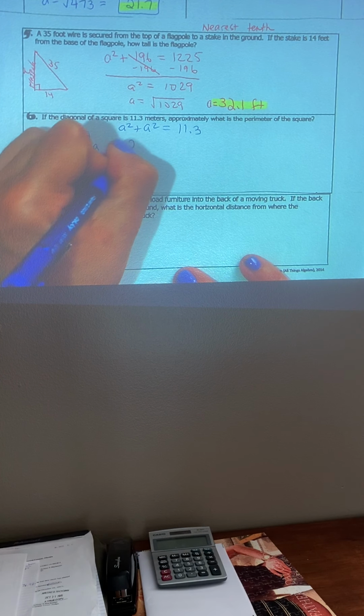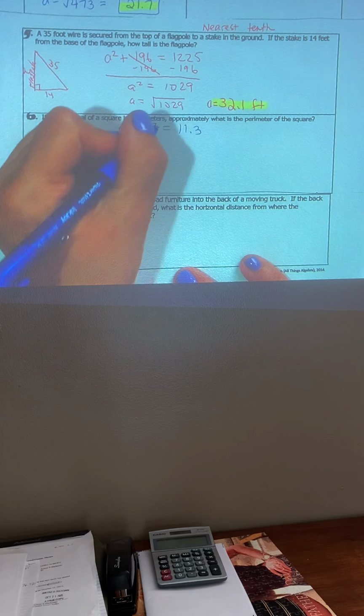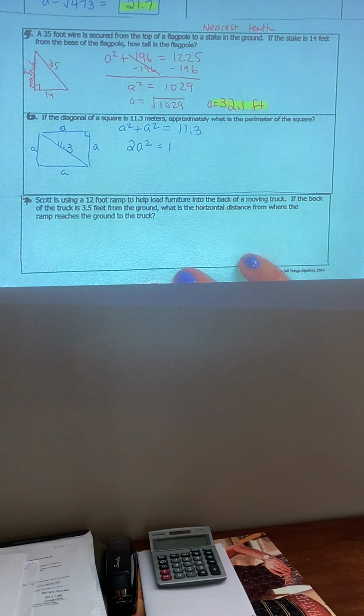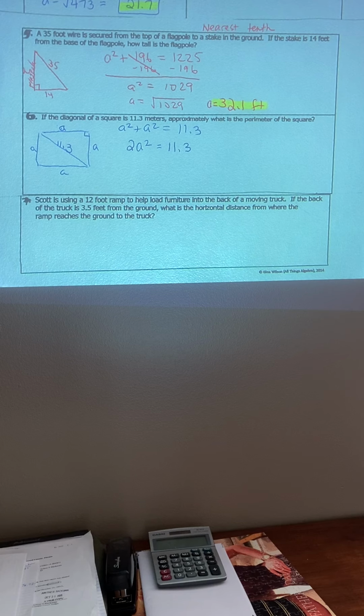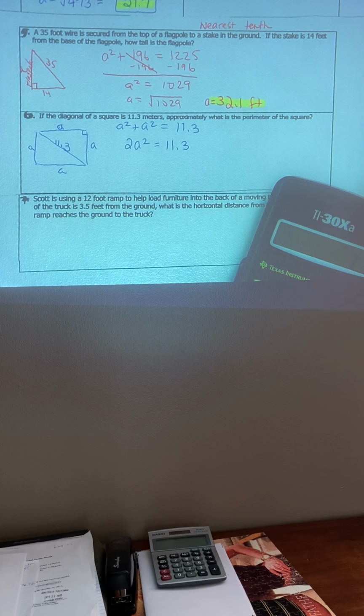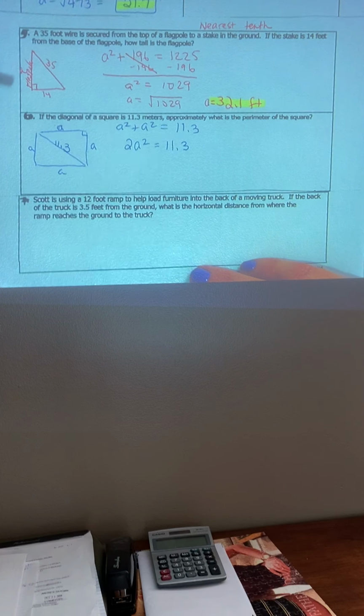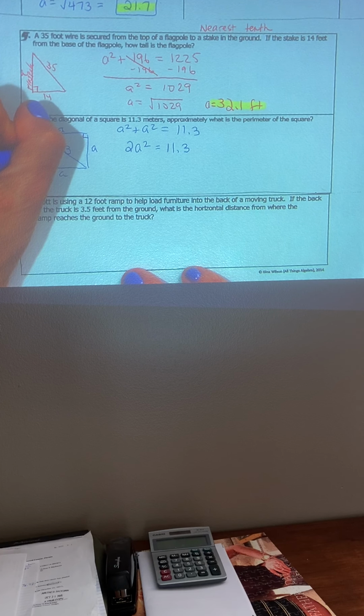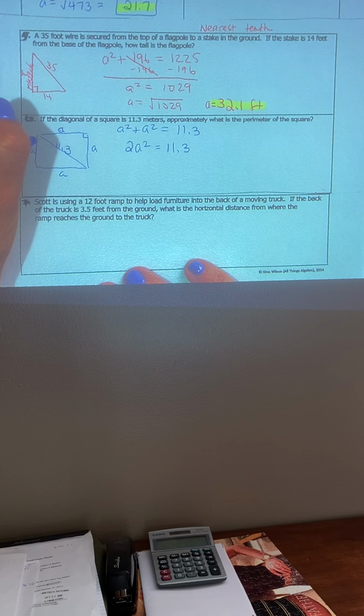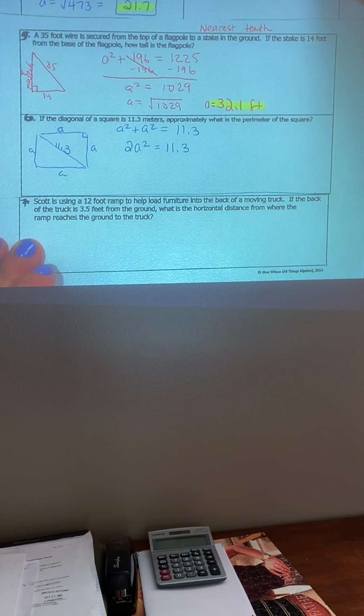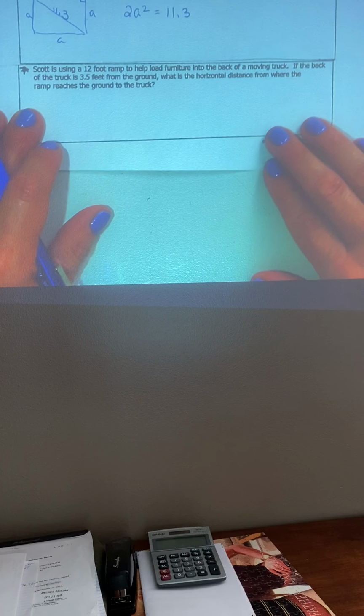So that's 2a squared, that's a squared and a squared, equals 11.3 squared. You need to square 11.3. Equals 127.63. No, hold on a minute. Oh, I messed that up. I'm going to come back to that. Scratch that one, guys, because I messed that up. Let's go to the last one.